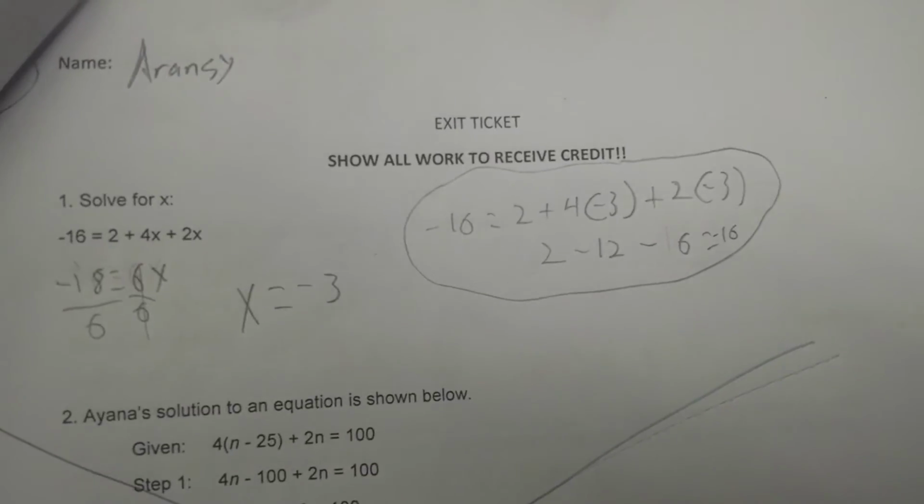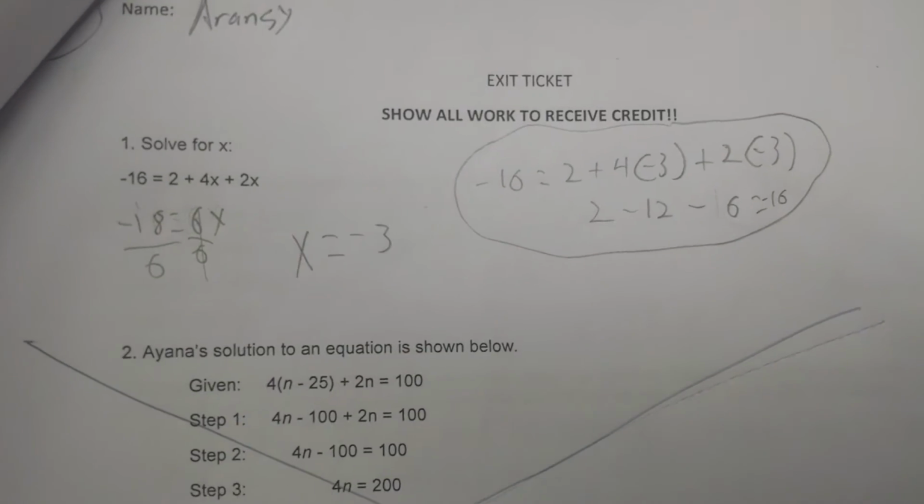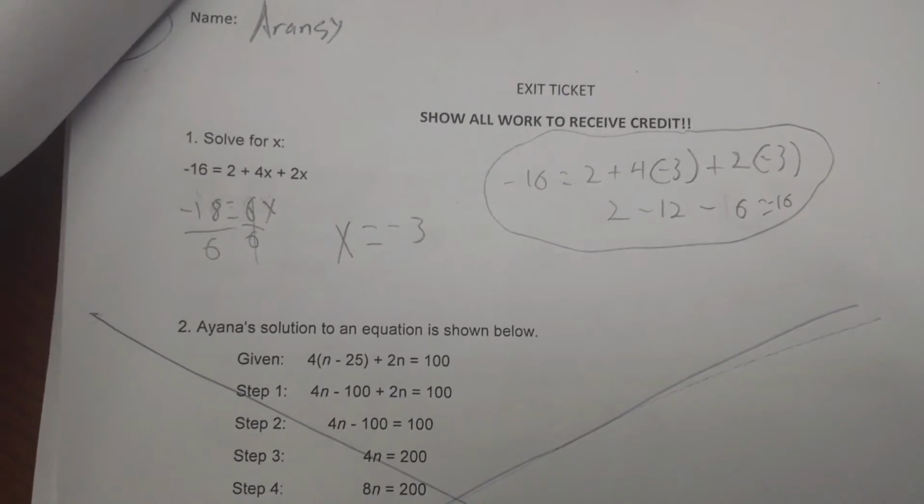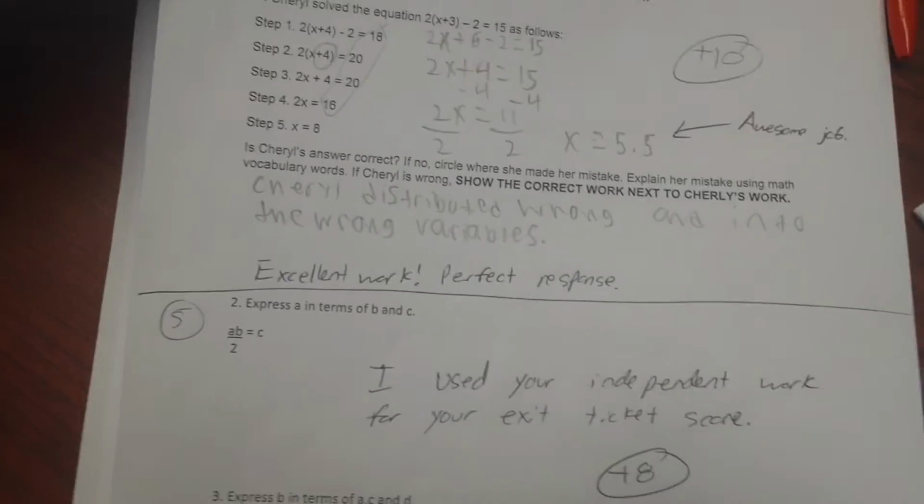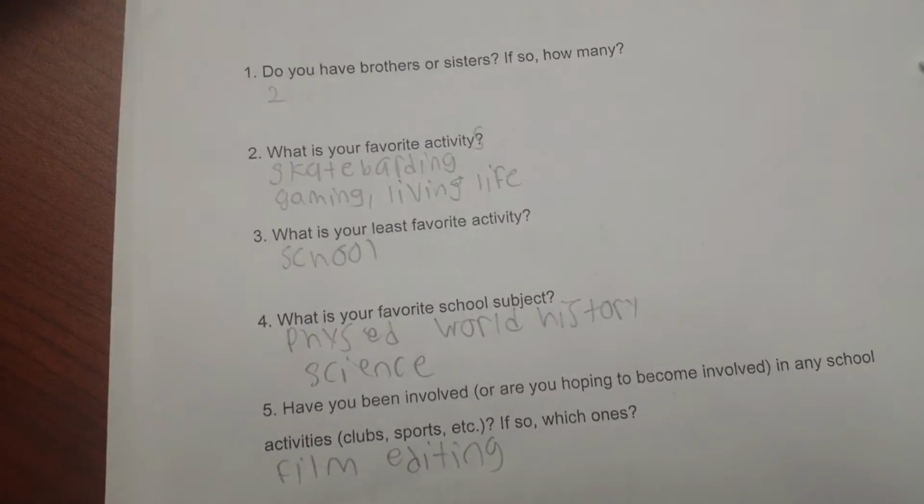This is perfect, and you even checked your work. That's phenomenal. You combined like terms, divided by 6, subtracted 2. Perfect. This is good.